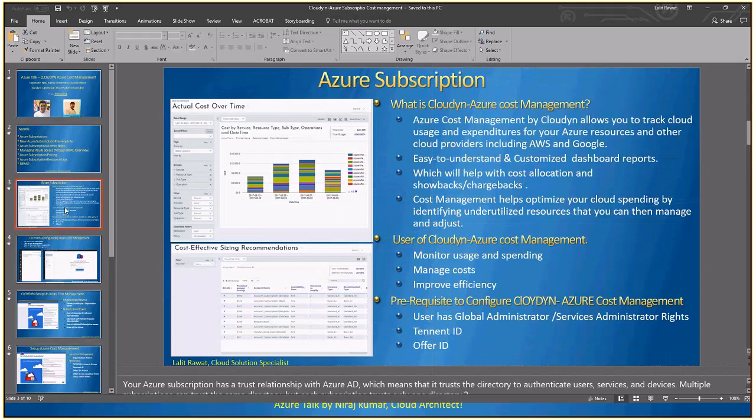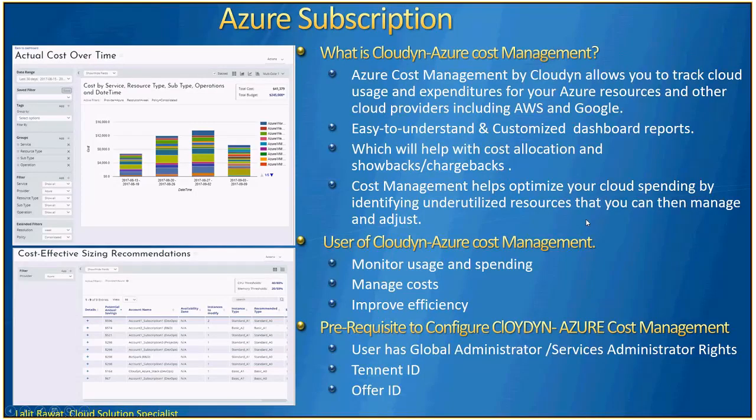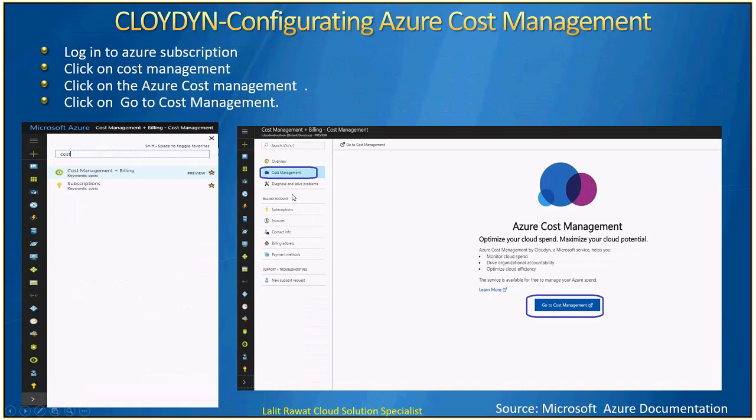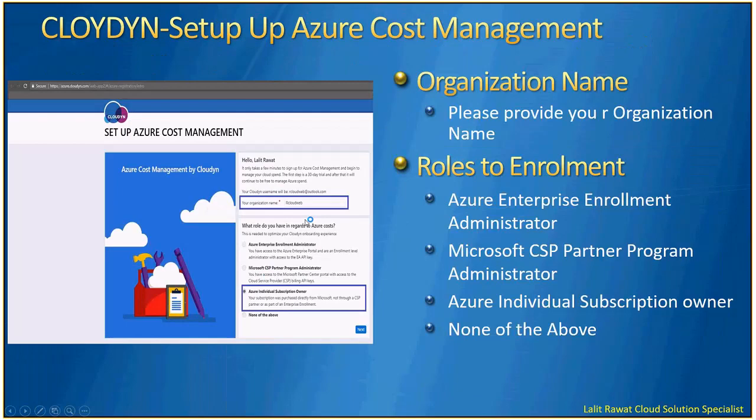Basically, Cloudyn goes in and manages all your costs and all the resources here, and that allows you to track all the resources. So what you need to do is click here on cost management, click on cost management again, and you have to provide your organization ID, and then you need to provide an Azure individual subscription and the organization name, if you want to.